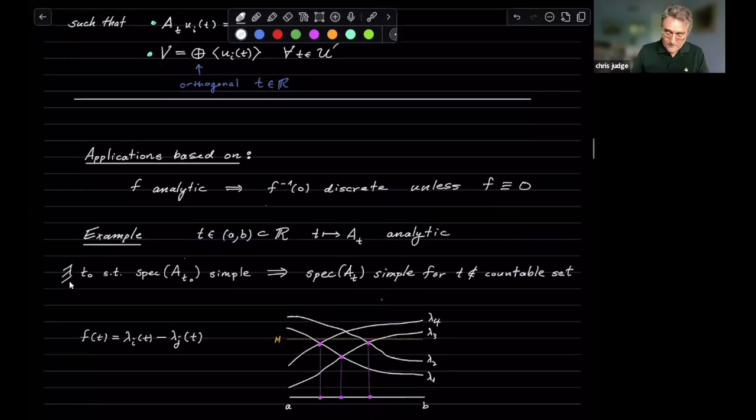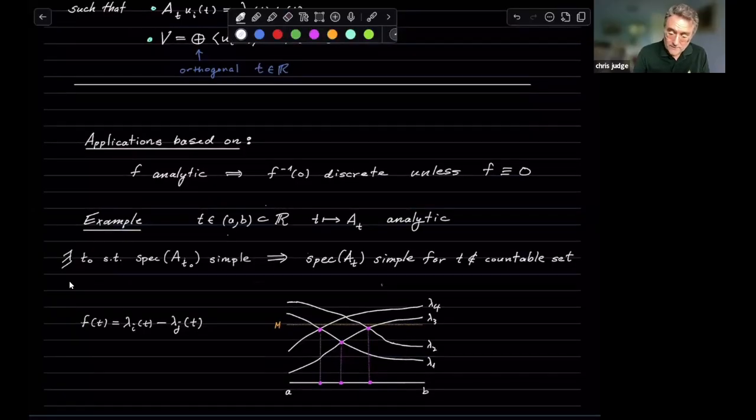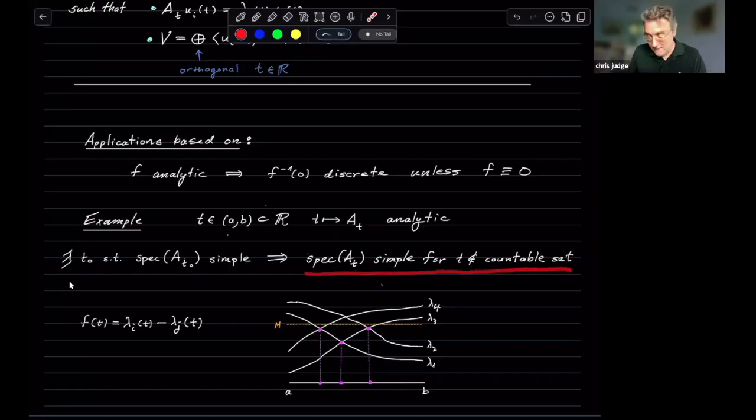So the first example is an example for simplicity of eigenvalues. Suppose we're just on the real line, and analytic means here a convergent power series, or the restriction of a holomorphic function defined near the real line. And suppose you know that for some t naught the spectrum is simple. Then this will imply that the spectrum is simple for all but a countable set of t. And it's a simple idea.